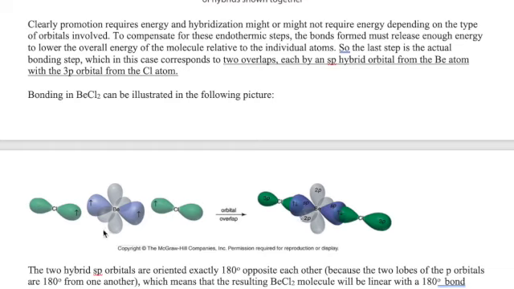The drawing here illustrates the actual valence bond model of the BeCl2 molecule.